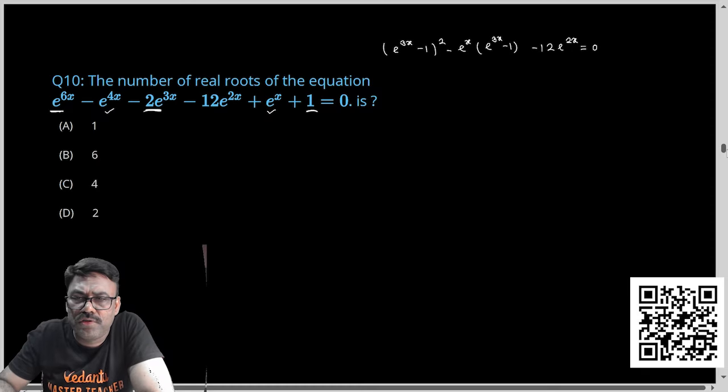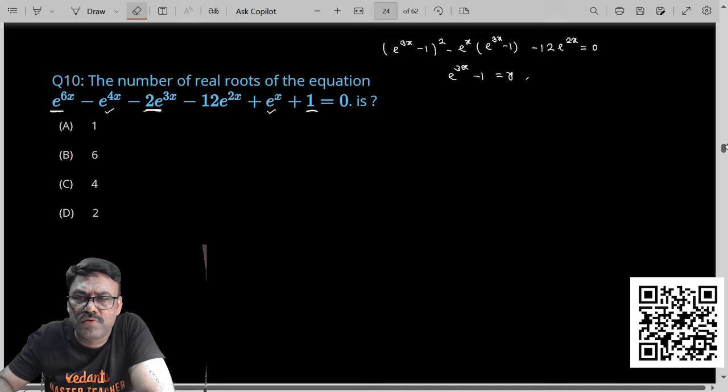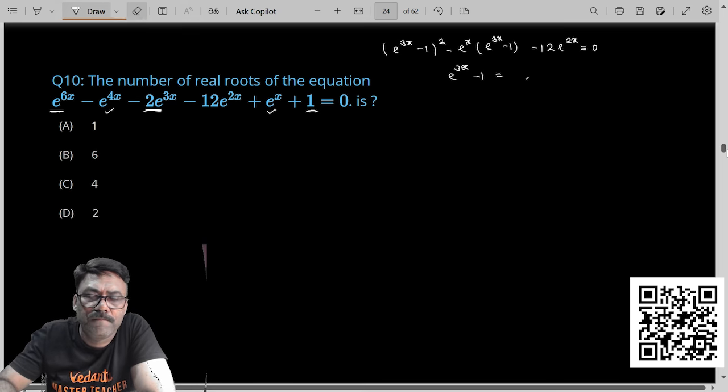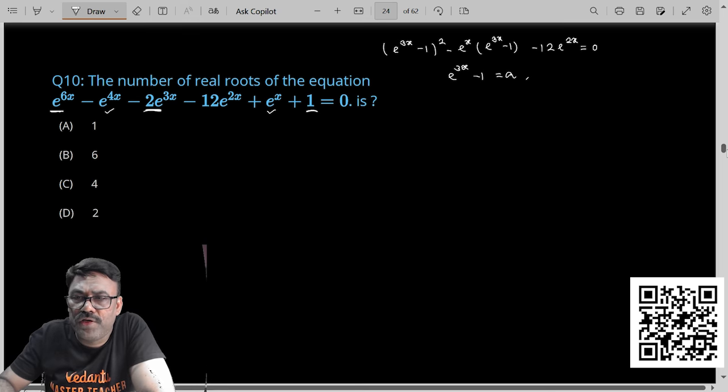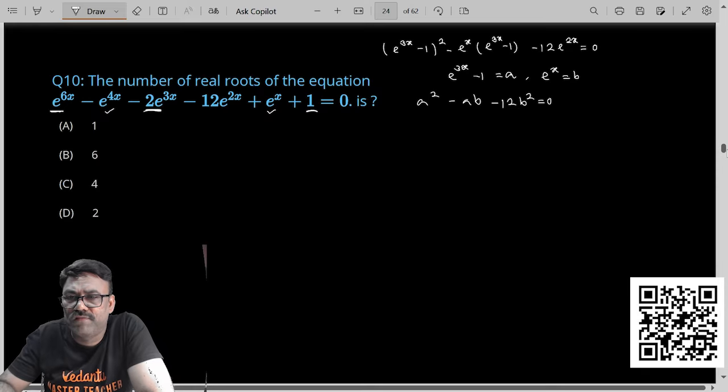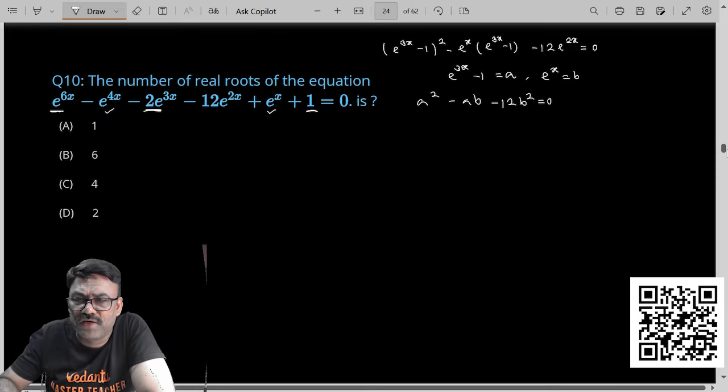Now let's substitute e raised to 3x minus 1 as A and e raised to x as B. So I will get A square minus AB minus 12B square equals 0. A square minus AB minus 12B square, and I can factorize it.